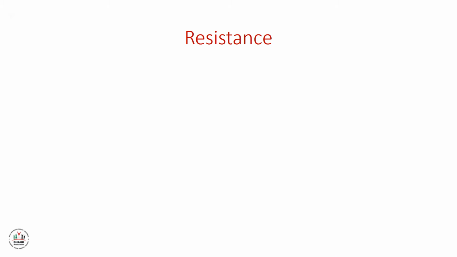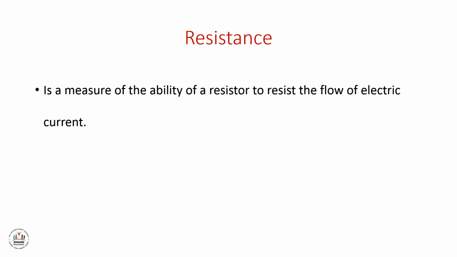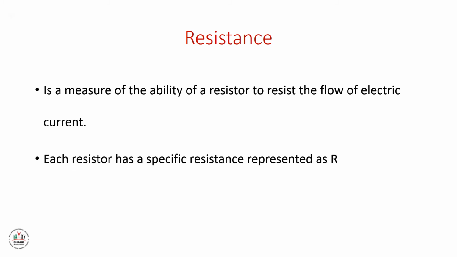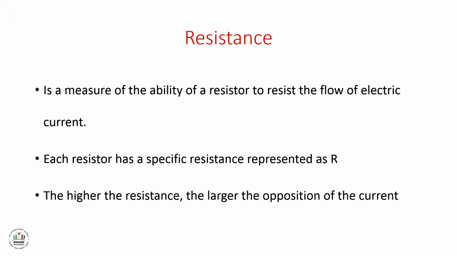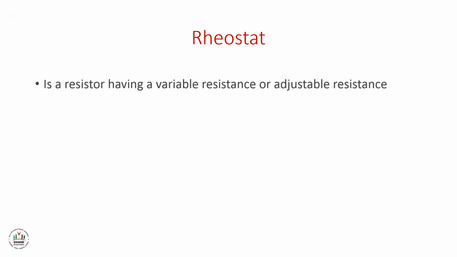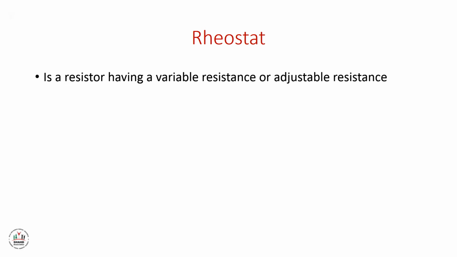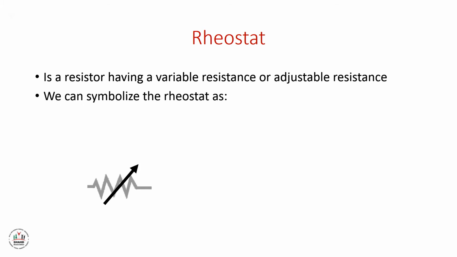Now we will move to the resistance. The resistance is a measure of the ability of a resistor to resist the flow of electric current. Each resistor has a specific resistance represented by the letter R. The higher the resistance of a resistor, the larger the opposition to the current. Another type of resistor is called the rheostat. The rheostat is a resistor having a variable or adjustable resistance. We can symbolize the rheostat as these shapes: the normal resistor symbol, with an arrow in the middle.